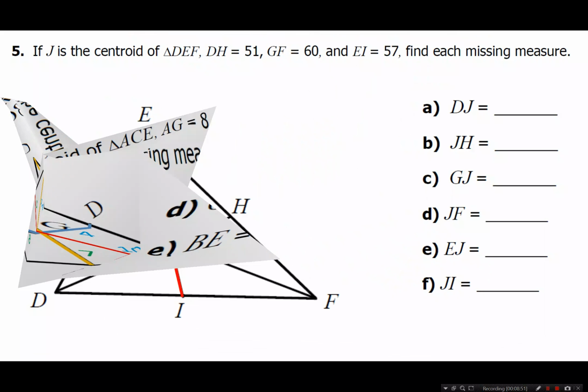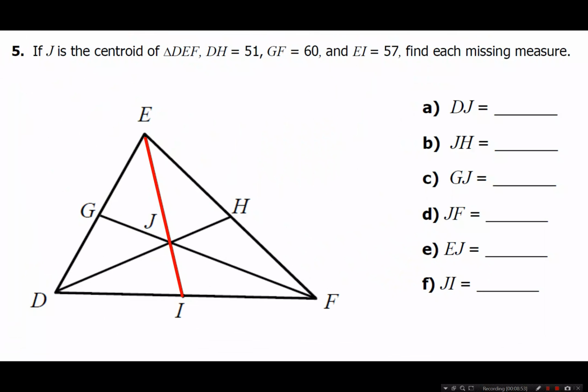Now let's look at number 5. On number 5, it tells us that DH is 51. It tells us that GF is 60, and EI is 57. So these are all the entire lengths of these medians that were given.